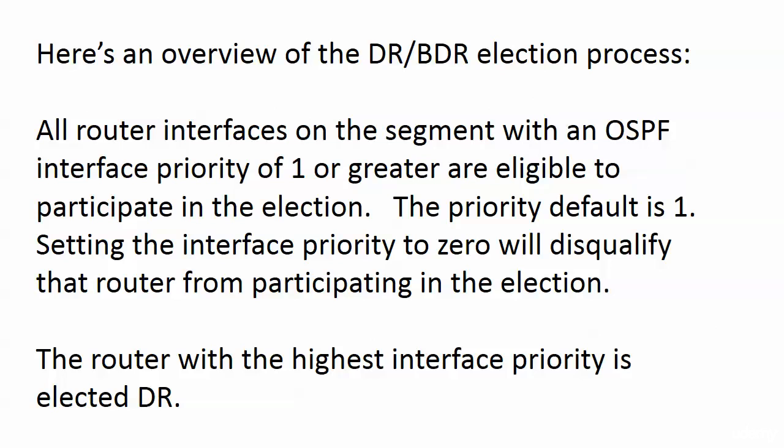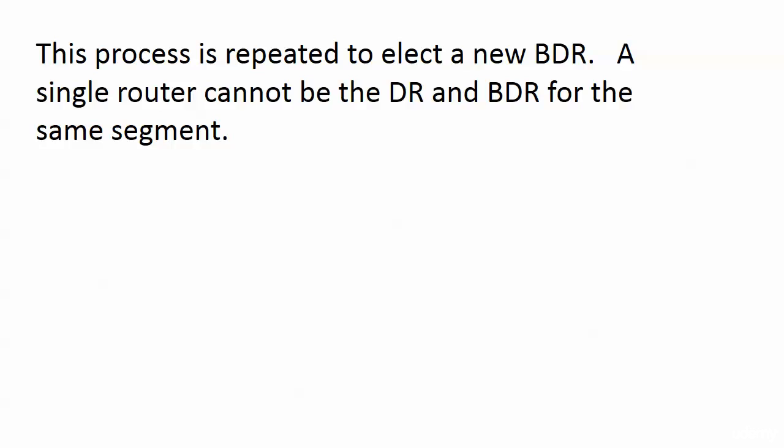Very important stuff here. Every router interface on the segment with an OSPF interface priority of 1 or greater is eligible to participate in the election. The priority default is 1. So by default, everybody's going to be in on the election. And setting the interface priority to 0 is a way to disqualify that router from participating in the election. I have a feeling we might see some of that here shortly.